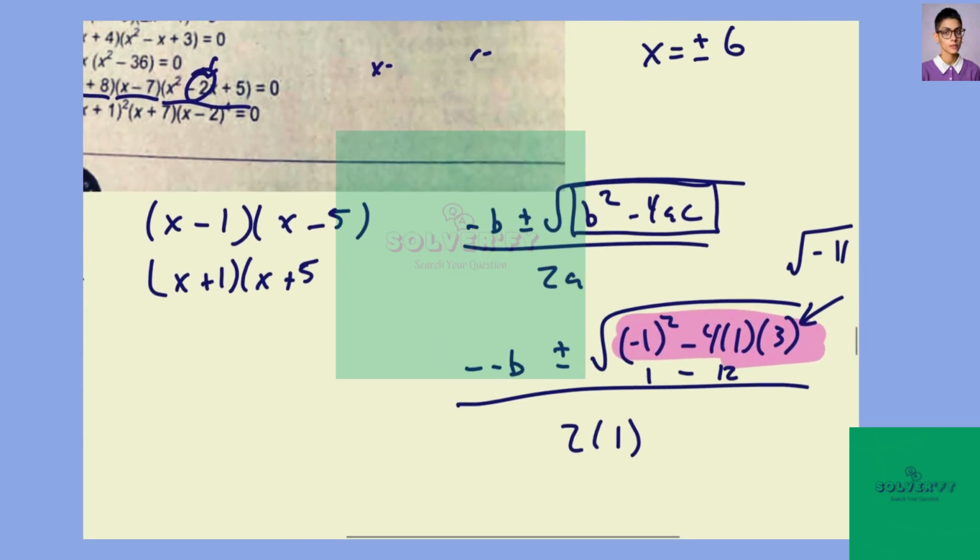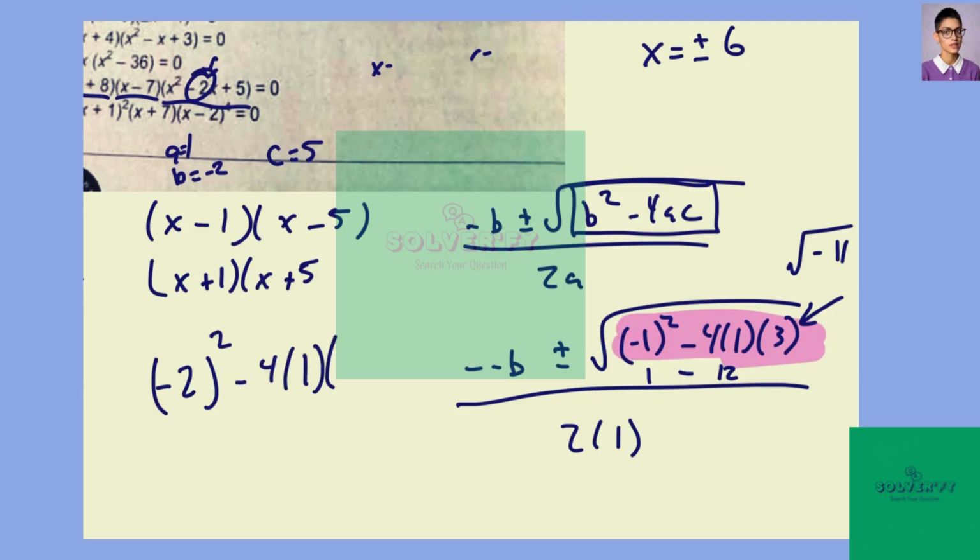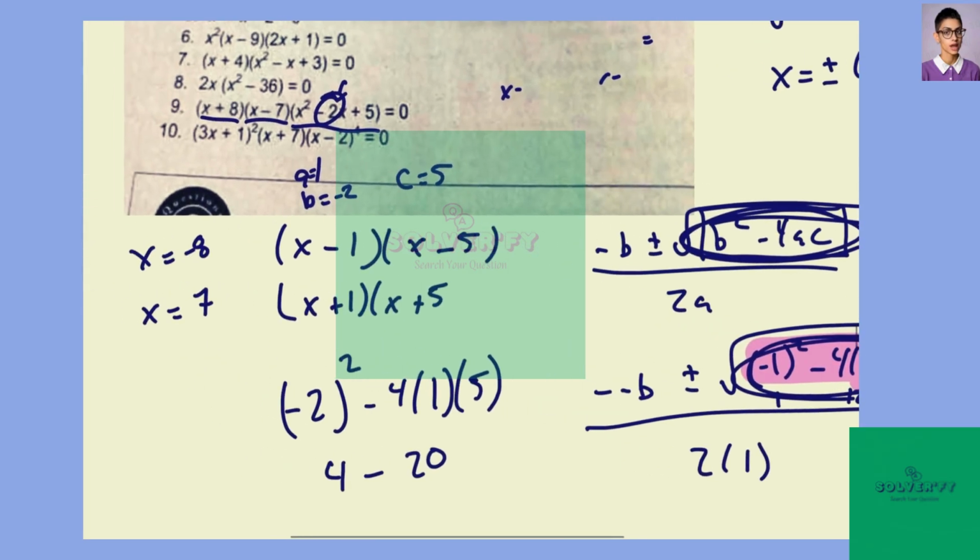So the a value is 1, the b value is negative 2, and the c value is 5. So I'd wind up with negative 2 squared minus 4 times 1 times 5. I can already tell. All right, 2 squared is 4 minus 20. And that's going to give me a negative number underneath this radical again. I'll get a negative number under that radical, and that's a non-real number. So all I have are these two real roots.